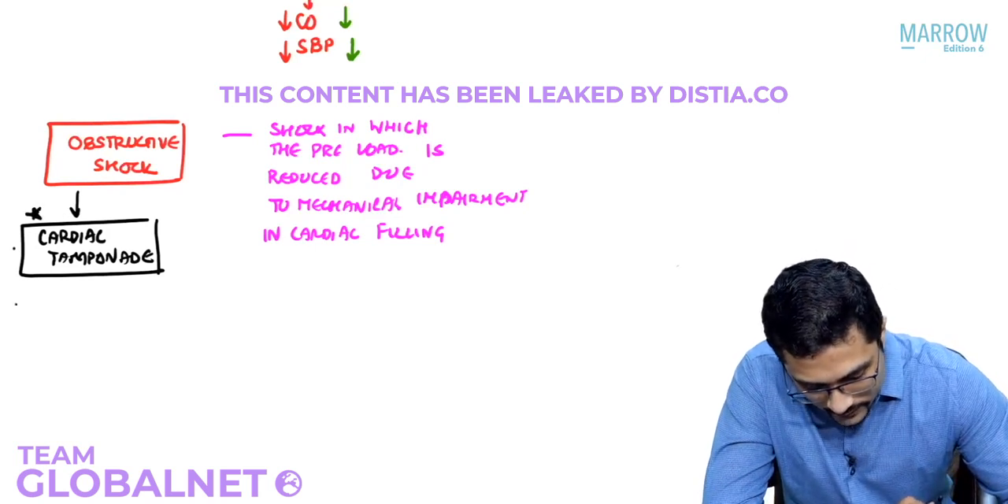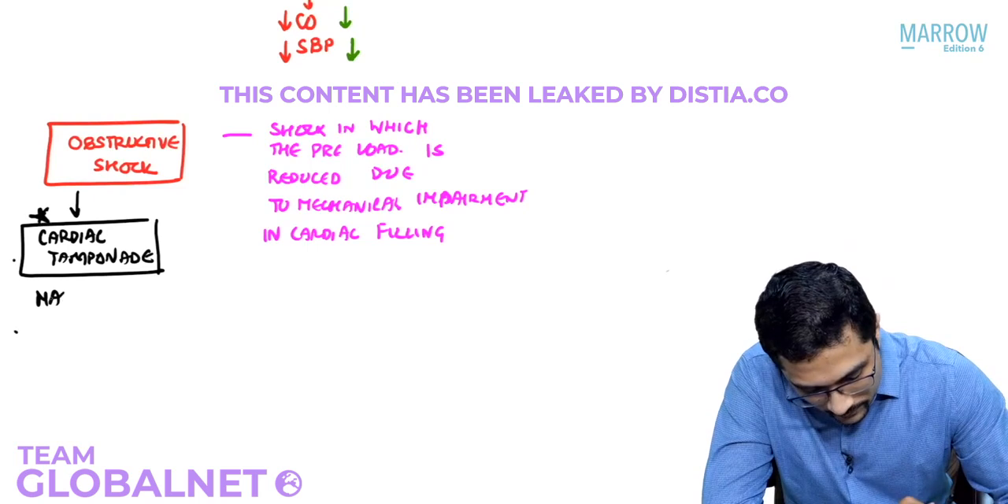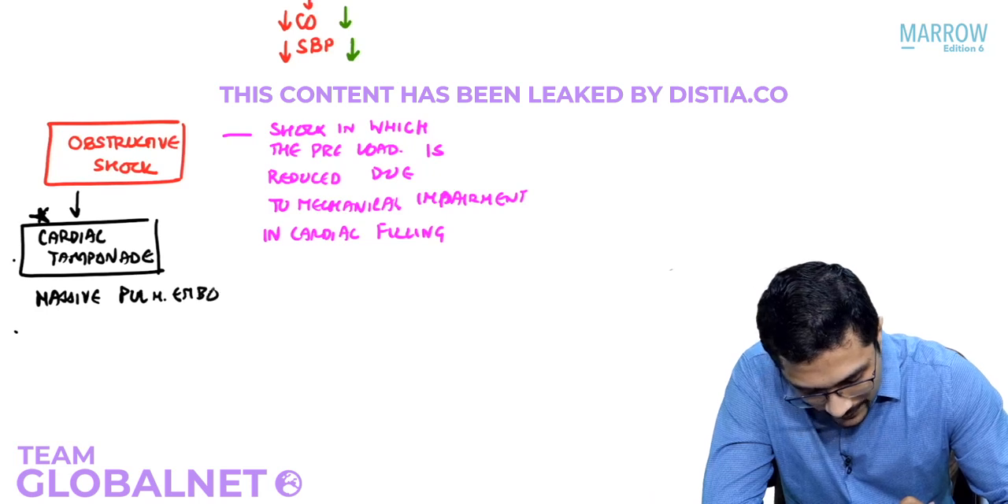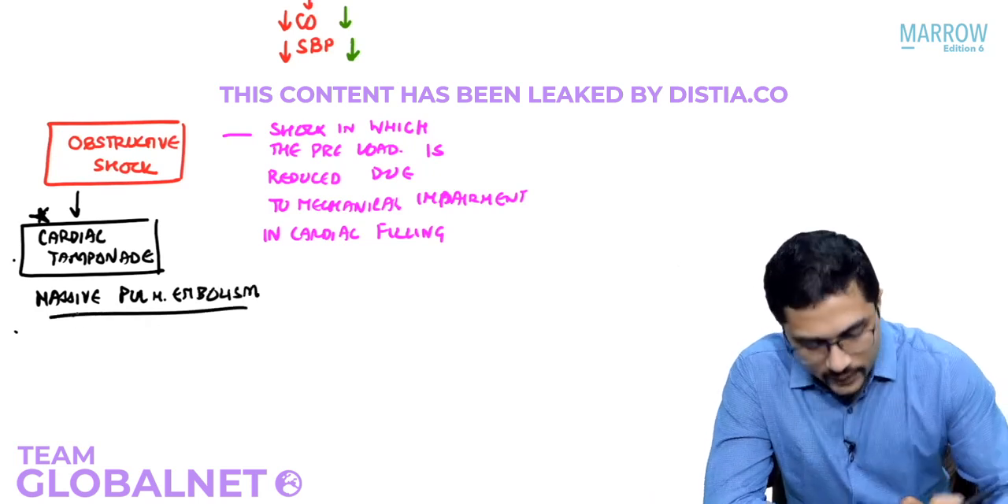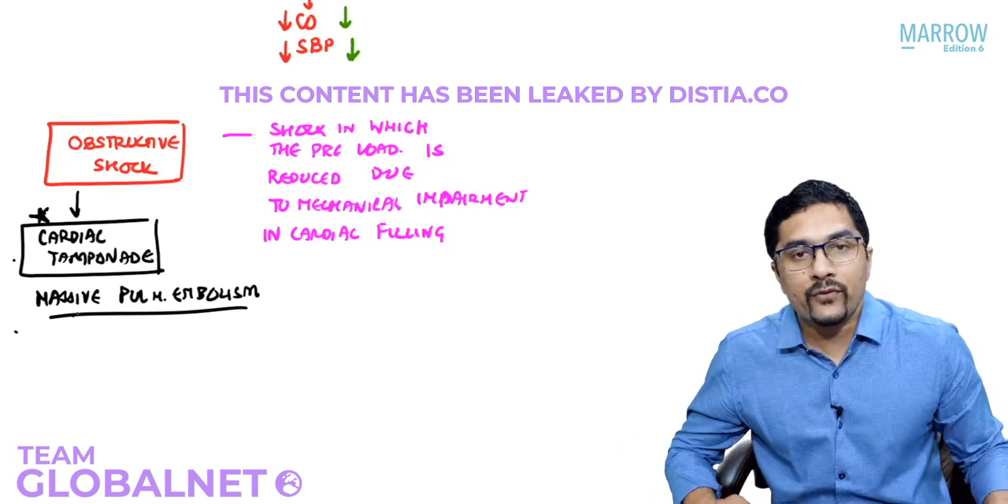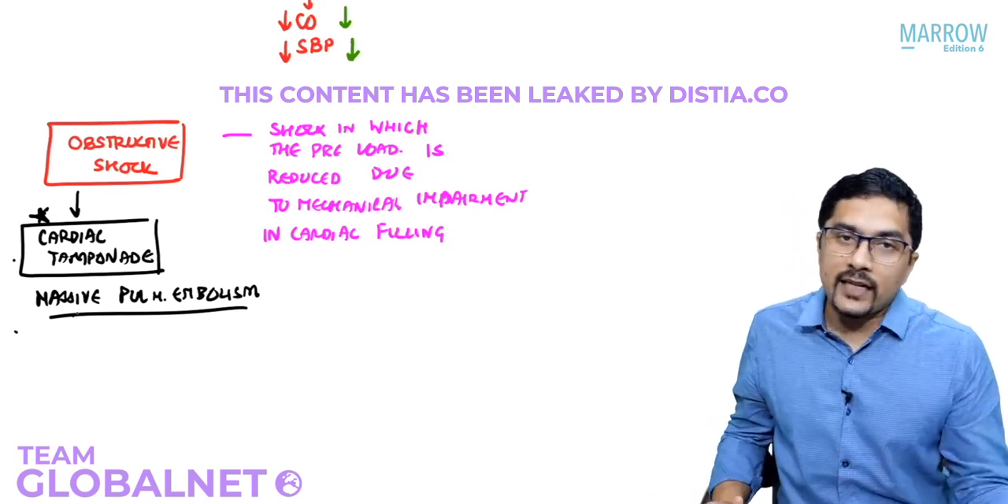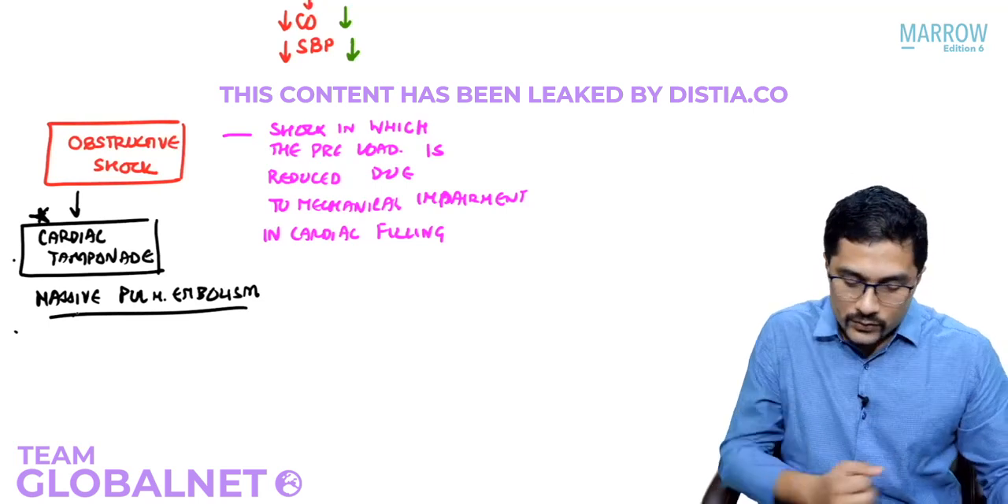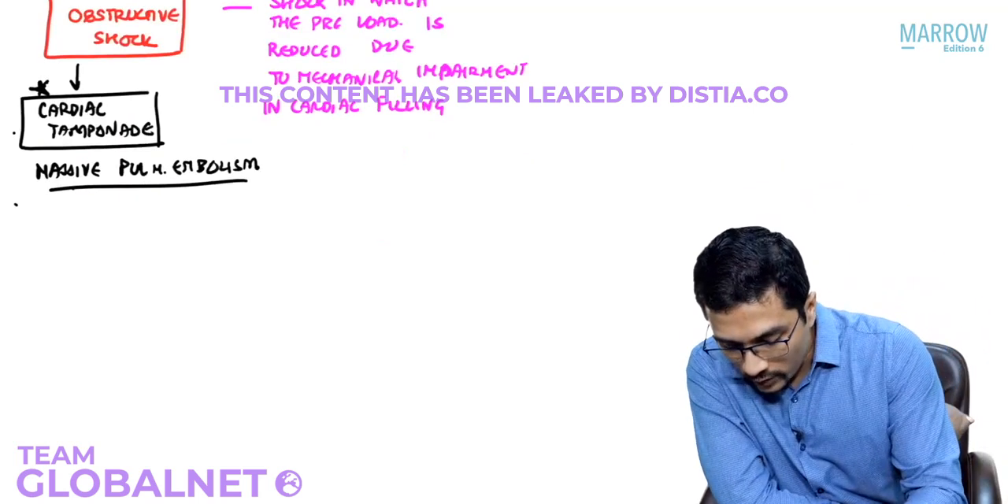Another one is a massive pulmonary embolism. A massive pulmonary embolism is also going to hamper cardiac filling. And when cardiac filling gets hampered, the cardiac output and the systolic blood pressure reduce. So this is obstructive shock.